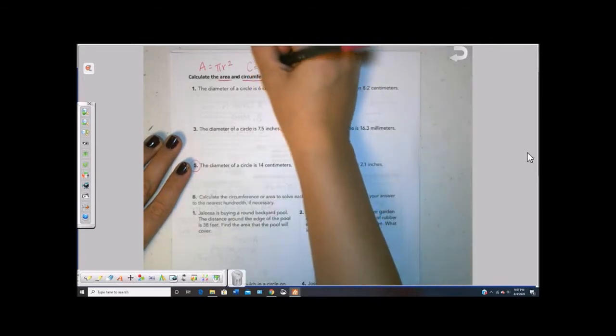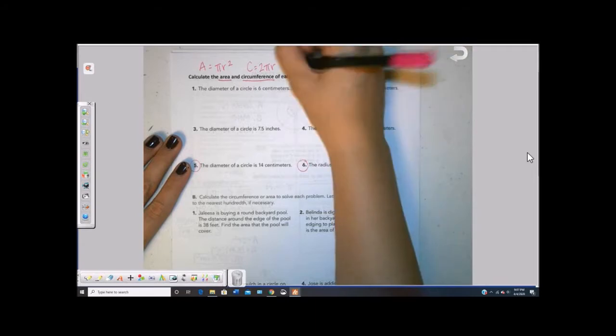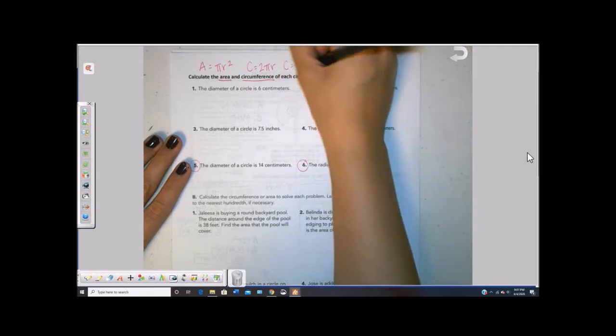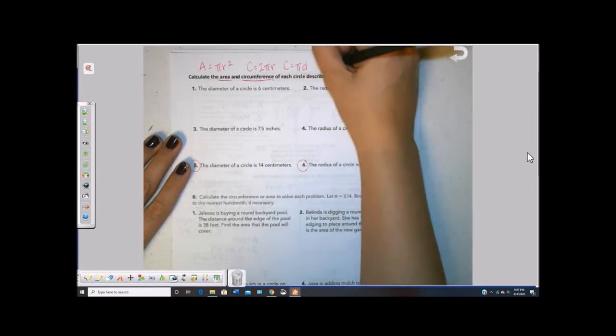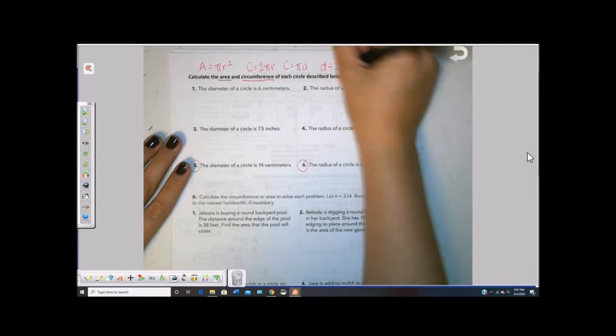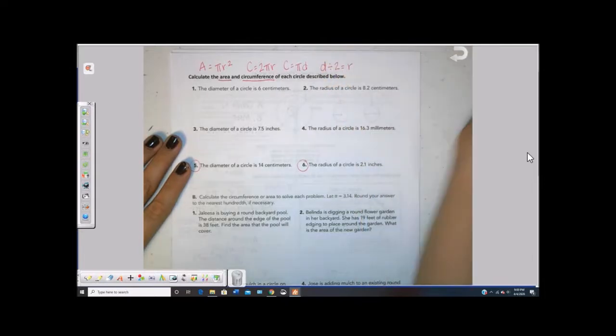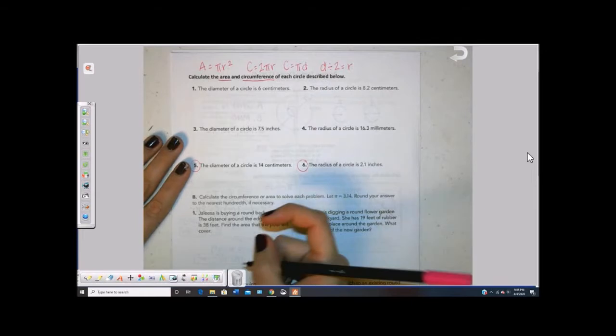Remember, A equals pi r squared, C equals 2 pi r, C equals pi d, and remember, our diameter cut in half equals our radius.